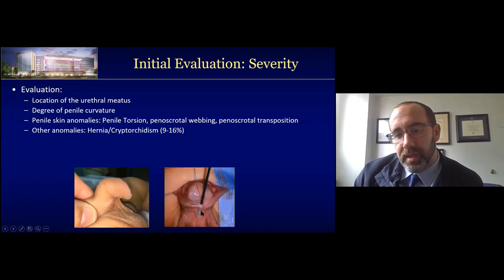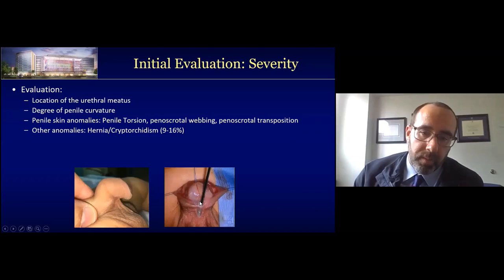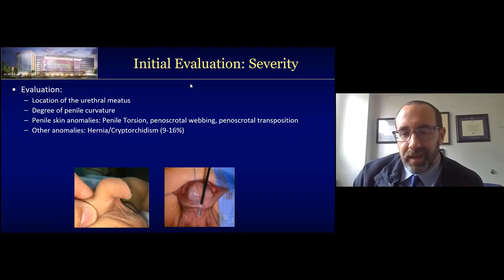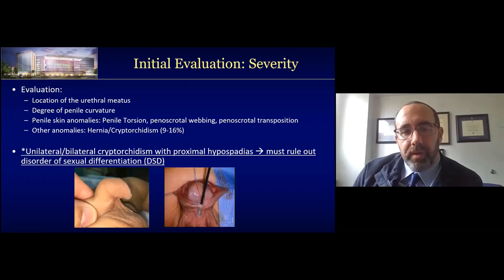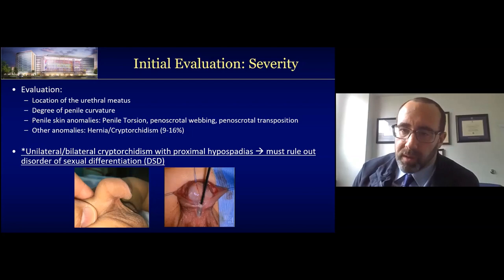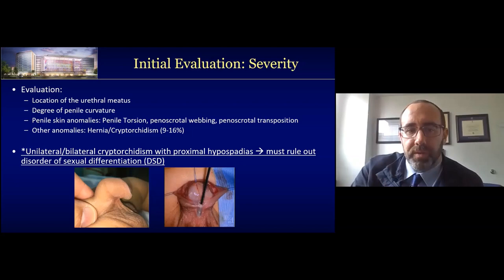In terms of the classic classification system, you could argue that this patient has a distal hypospadias, so that's what they should be categorized as. But unfortunately, that's not the case, and when you're considering the surgical aspects, that's not what it's going to be. From the standpoint of other anomalies, hernias and undescended testicles are probably the most common things we encounter with hypospadias. Particularly in boys with proximal hypospadias and unilateral, and especially bilateral, undescended testes, they need to have a workup at least for a disorder of sexual differentiation.